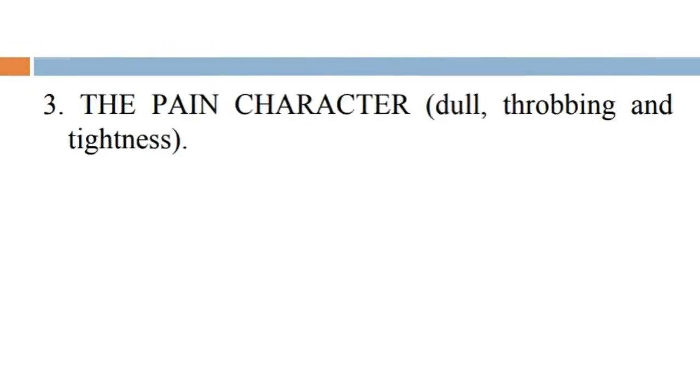Third, the pain character, like dull, throbbing, and tightness. Pulsating, throbbing pain supports the diagnosis of migraine. A steady sensation of tightness or pressure is also commonly seen with tension headache, while pain produced by an intracranial mass lesion is typically dull and steady.